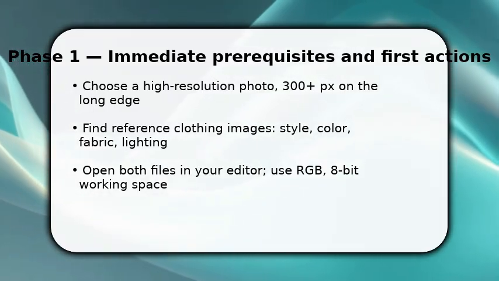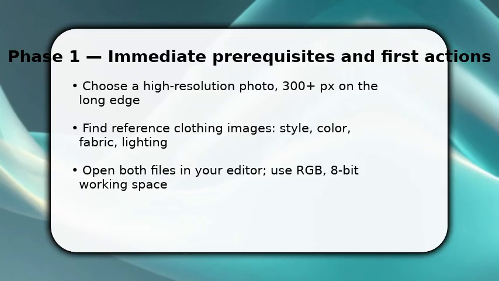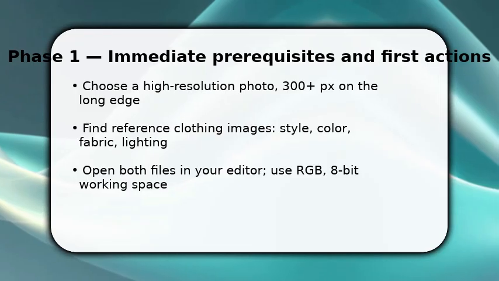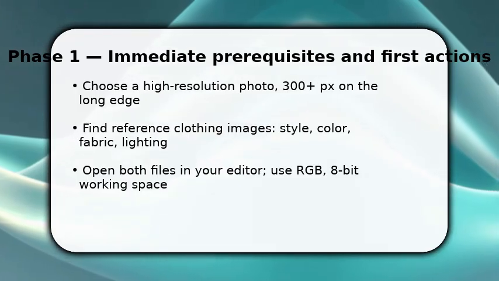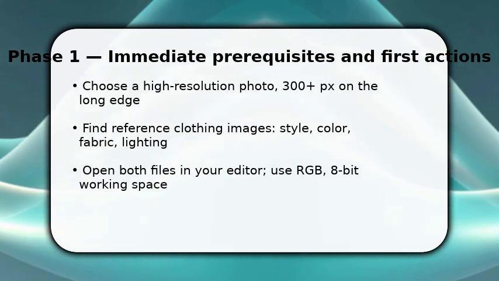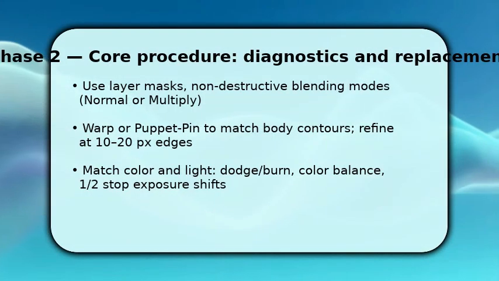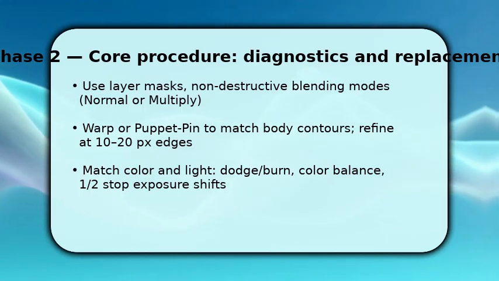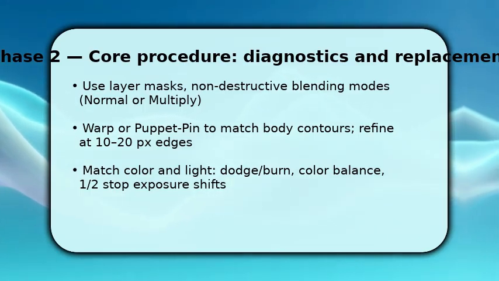This is crucial. Then align the reference garment roughly over the body using transform, scale, and rotate to match pose and proportions, because accurate alignment prevents later warping artifacts. Now you build the replacement garment on a new layer and use masks to reveal only the areas you want. This keeps edits reversible. Once done, apply localized warps or puppet pin adjustments to hug the body contours.